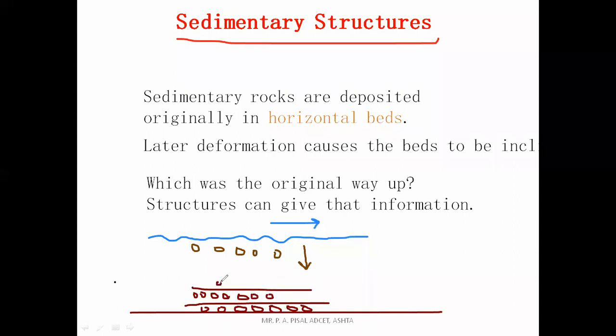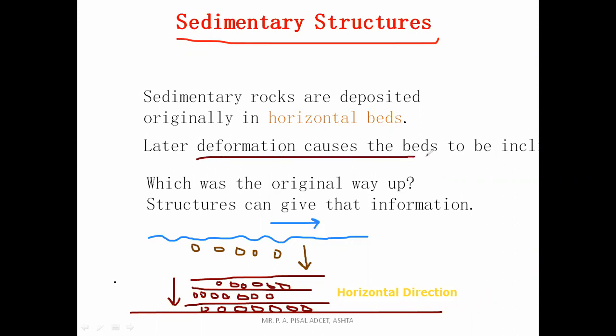This process goes on day by day, month by month, and year by year. That's why at the bottom of the river, various layers are formed due to deposition of the sediment. And all these layers are originally deposited in a horizontal pattern, or horizontal direction. All these sediments are deposited in the horizontal direction initially. Now what will happen later?